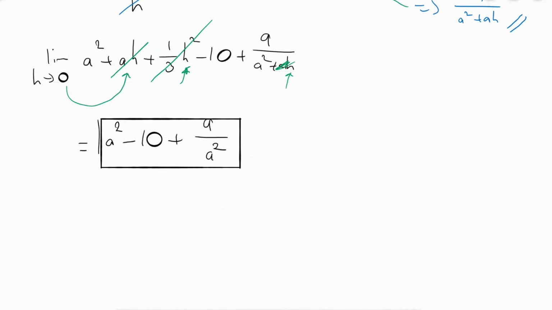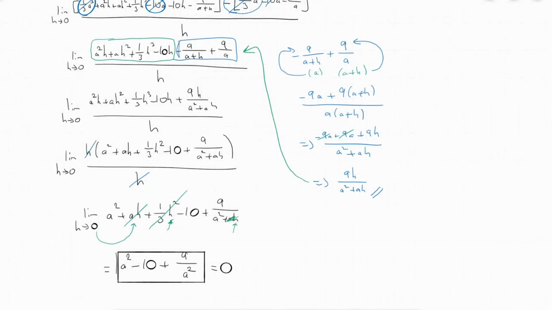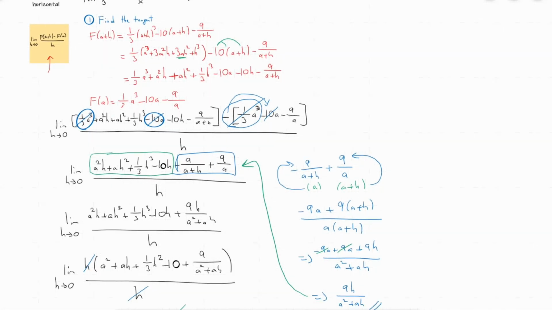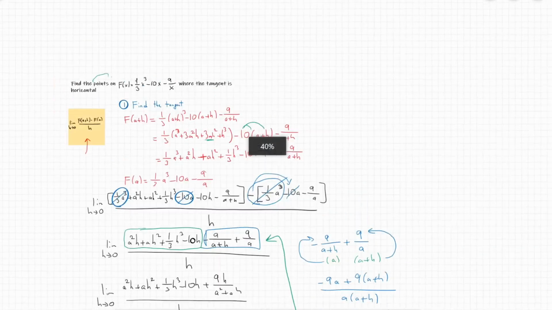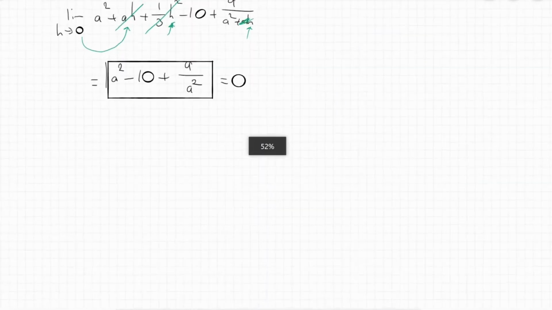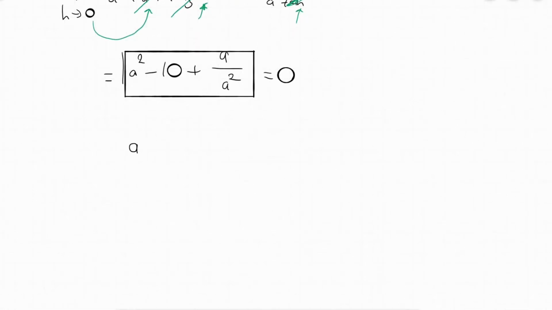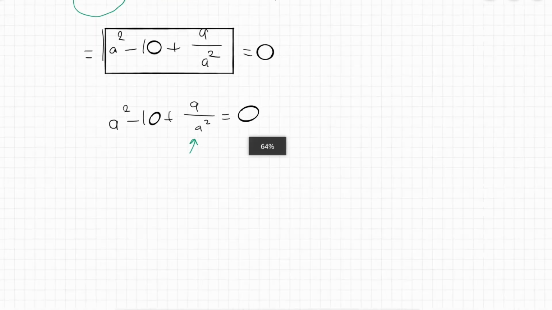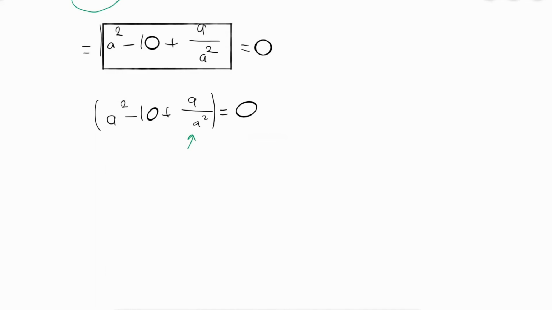So because the slope is 0 that we talked about, this equation should equal 0 because we found the slope of the tangent. So I'm just going to go ahead and set this equal to 0, and I'm going to find what a is, because if you look at the question again, it wants us to find the points. I'm just going to come up with whatever x is, and then we'll find the points from there. I have a squared minus 10 plus 9 over a squared equaling 0. So in order to get rid of this a squared right over here, I'm going to multiply both sides by a squared.